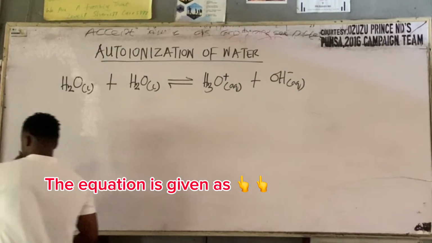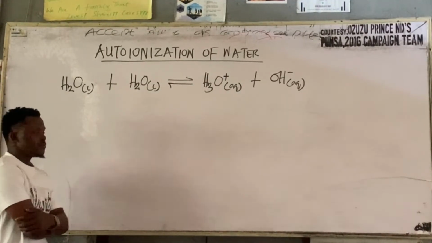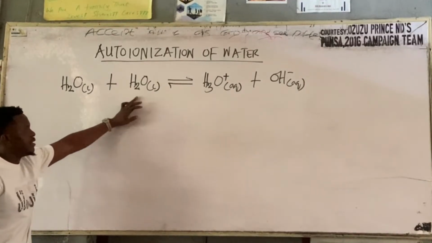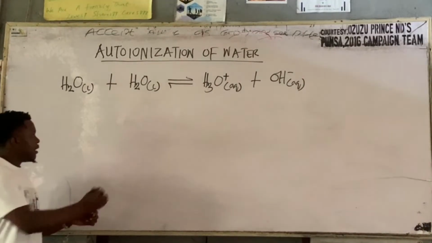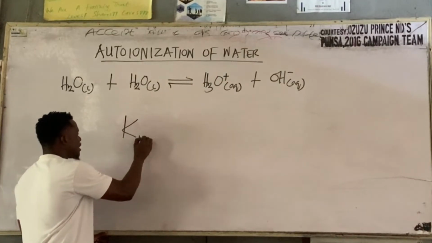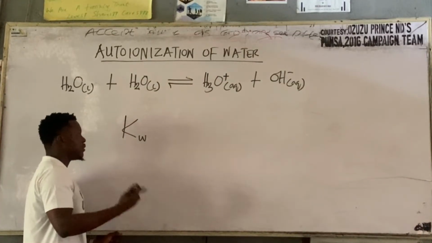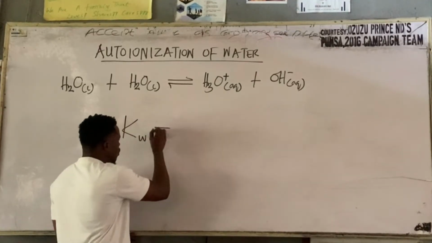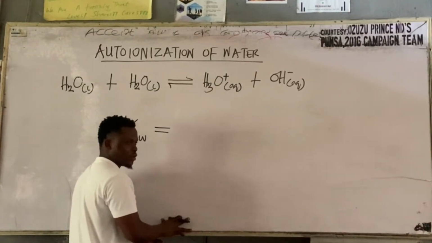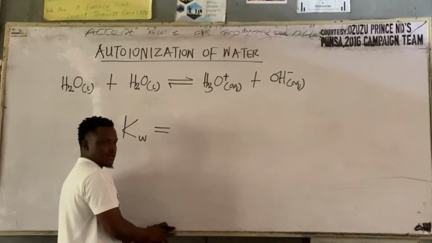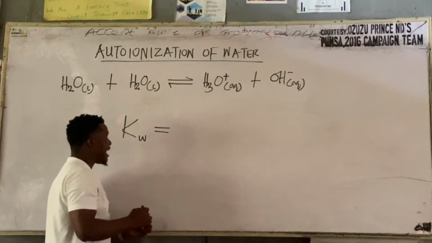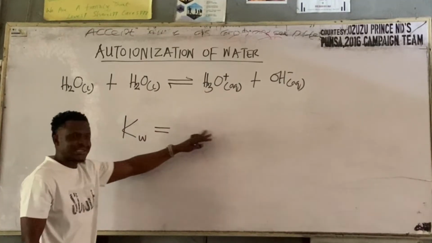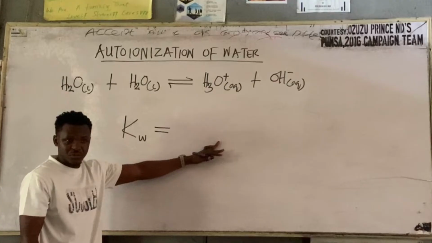Now we have this. This is water. One of them is acting as an acid, and the other is acting as a base. The equilibrium constant expression for water is called Kw, or can also be called the ion product constant of water. Now this equals the concentration of the products all over that of the reactant. But the reactant is actually in liquid form. Liquid or solid doesn't take part in the equilibrium constant expression.